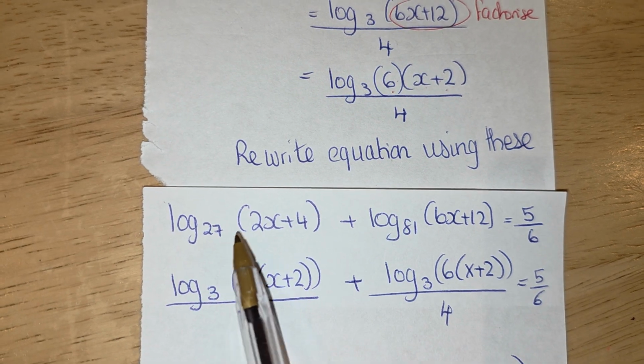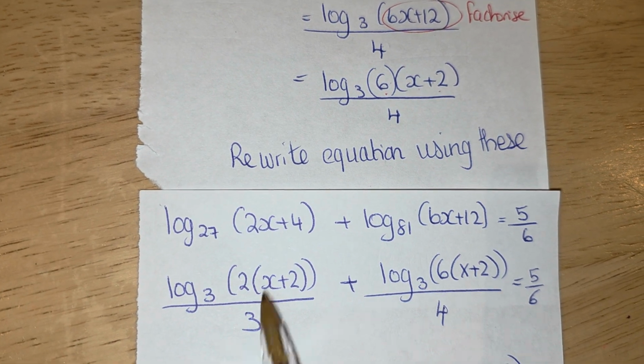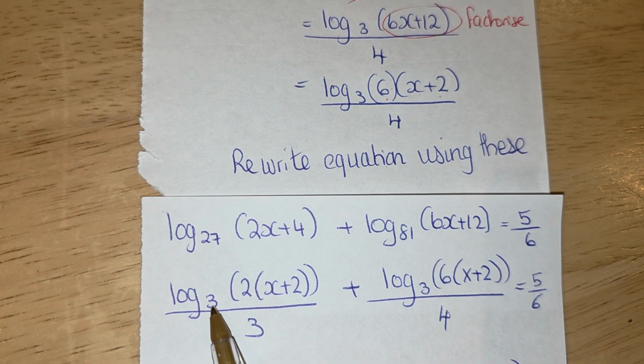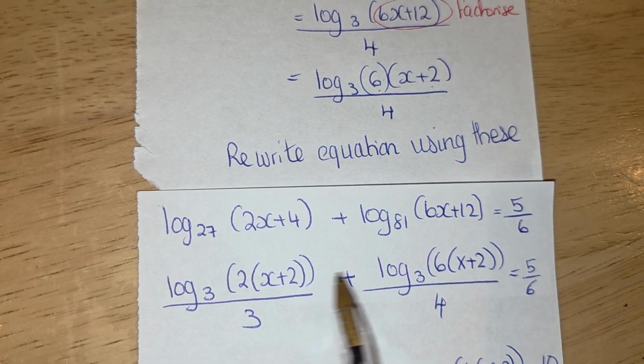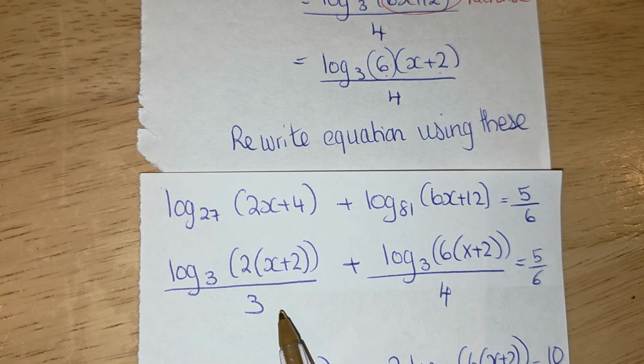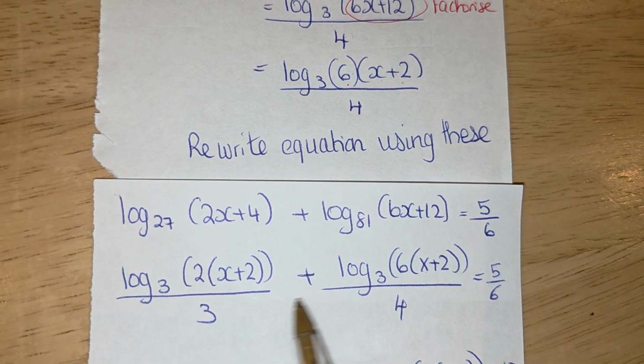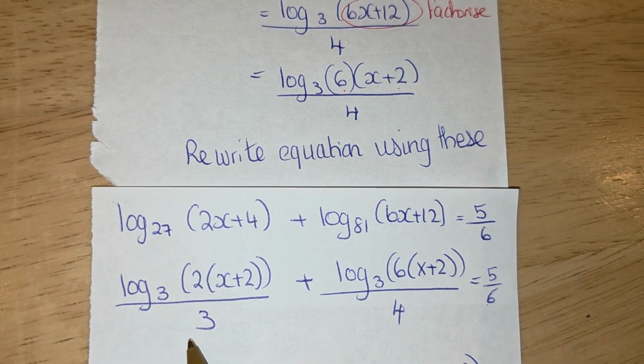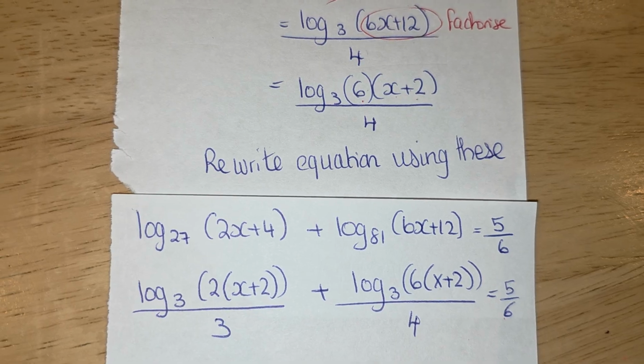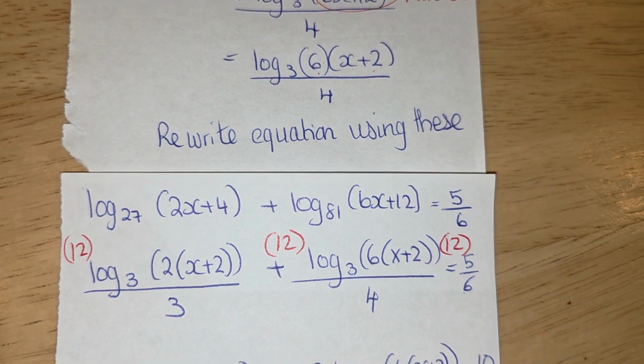Okay, so I have now rewritten the original equation after I had changed the bases and factorized out what was common. Next step, I don't like fractions, so I'm going to multiply across by the lowest common multiple, which is 12. They'll all divide into 12 evenly. Then you simplify above and below where possible.